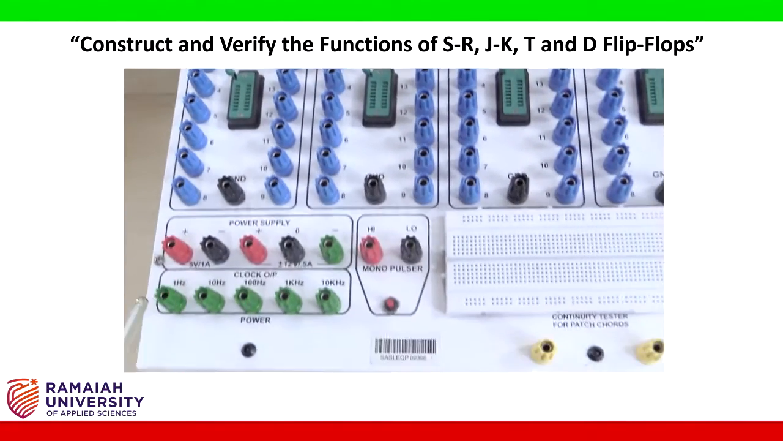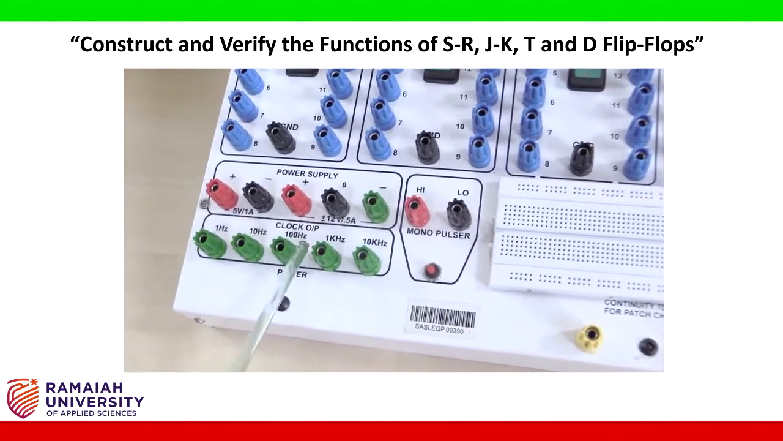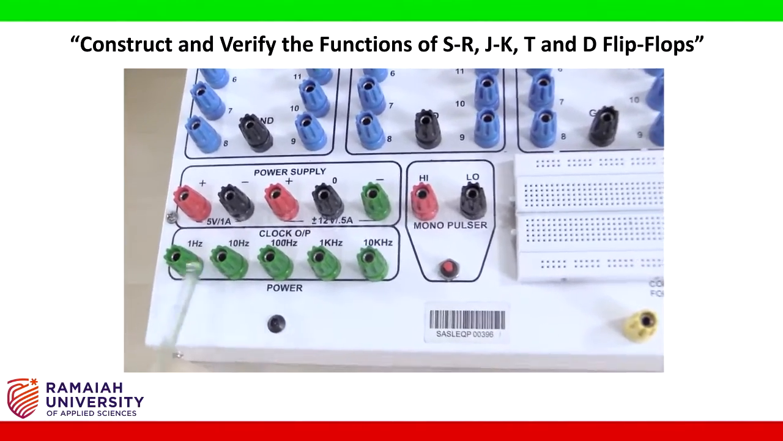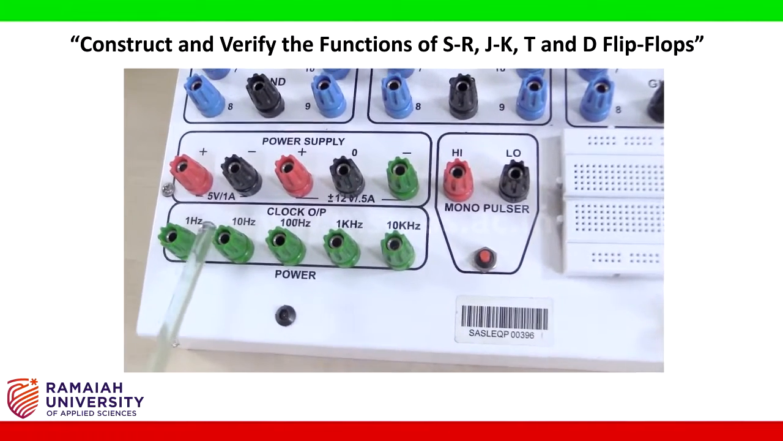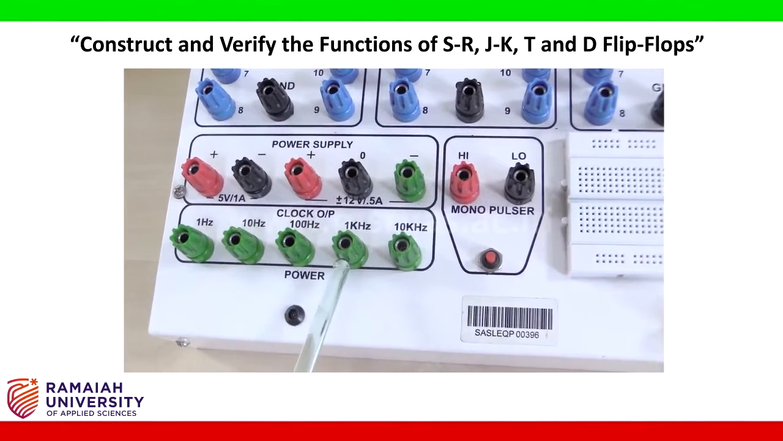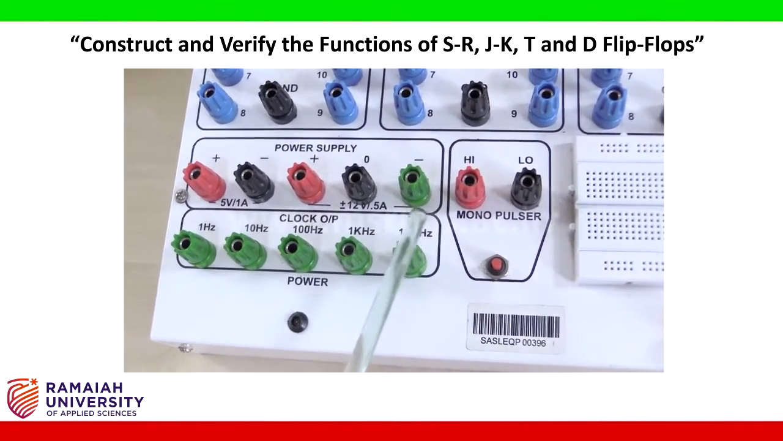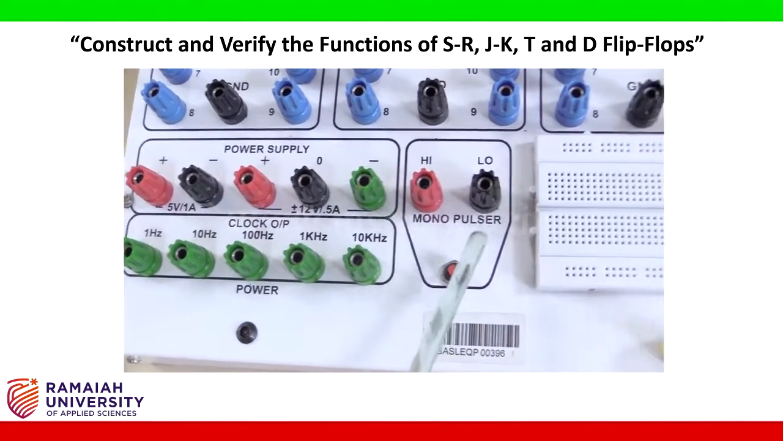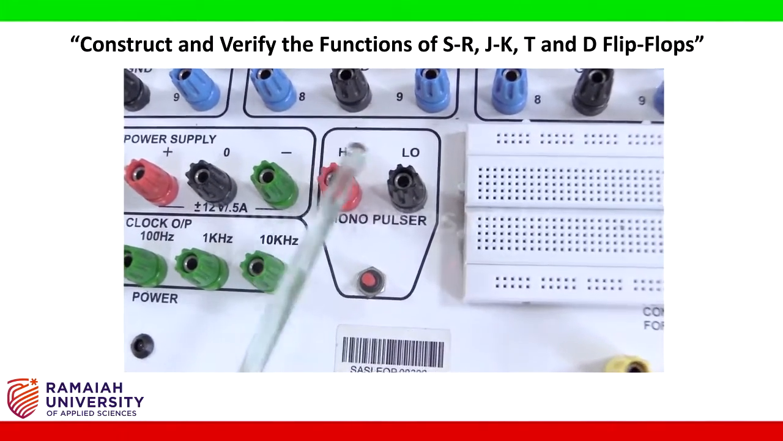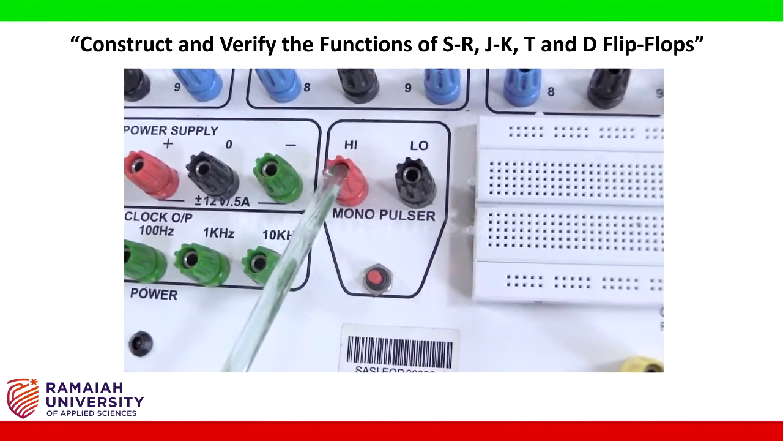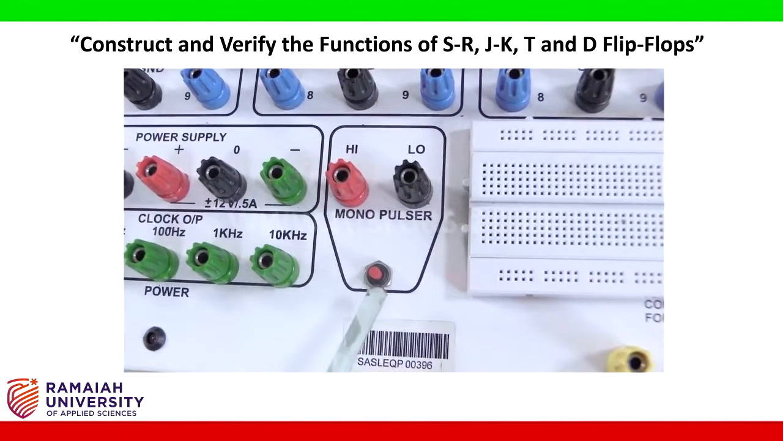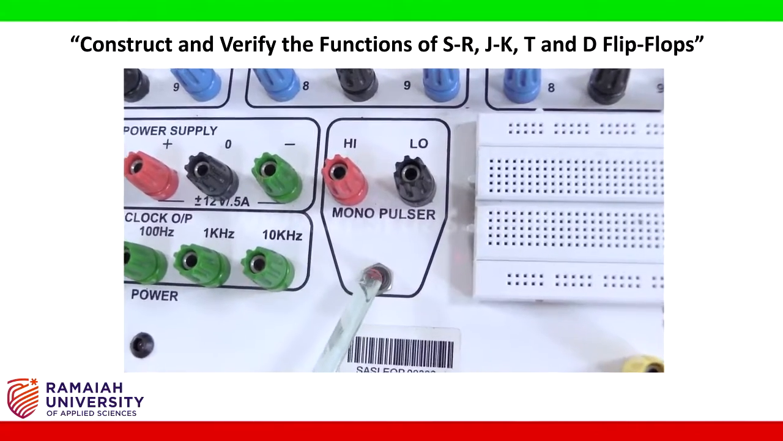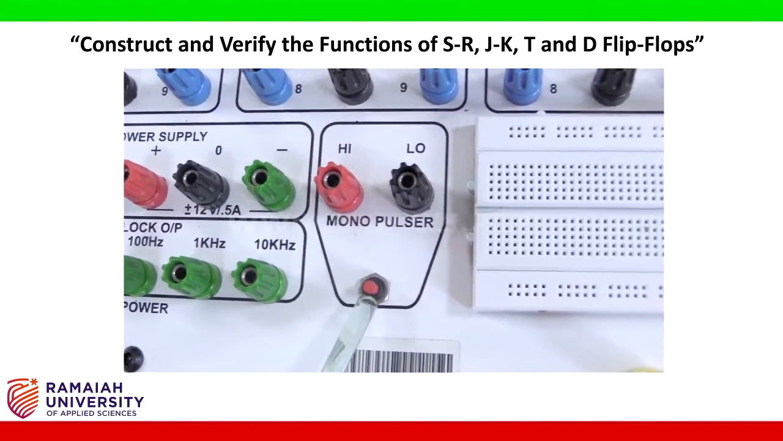Now at the bottom you can also see there are green color knobs which represent the clock signals of different frequencies: 1 Hz, 10 Hz, 100 Hz, 1 kHz and 10 kHz. Also at the right side of this you can see the monopulser. This is high, this is low, this is for the positive edge trigger and this is for the negative edge trigger. By operating the button here we can trigger the clock pulse.